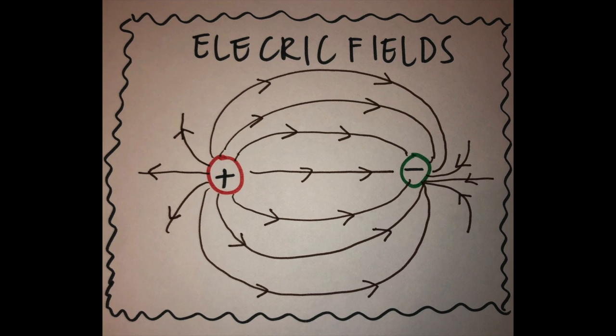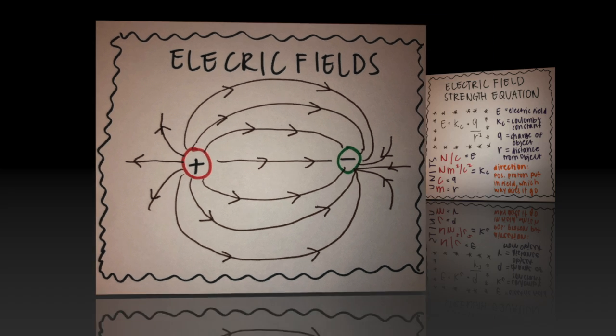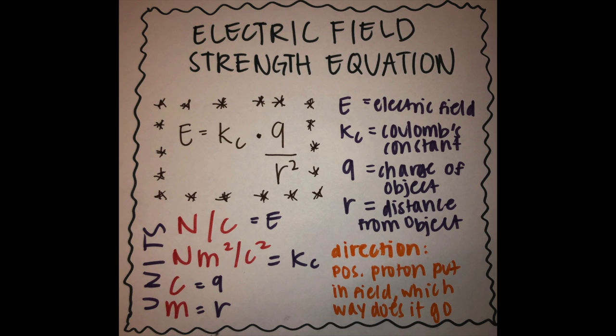Also, electric fields are fields that flow through the space around charged objects, where another charged object can feel the force. The strength of an electric field can be determined using the equation shown, where E is the electric field in newtons per coulomb, K sub C is Coulomb's constant, Q is the charge of the object, and R is the distance from the object.